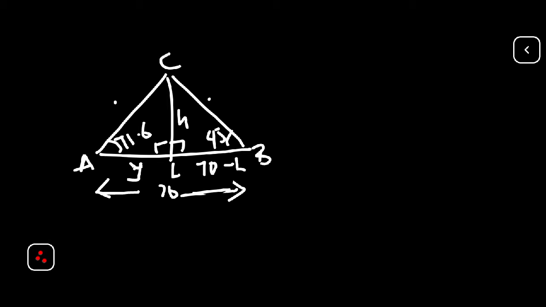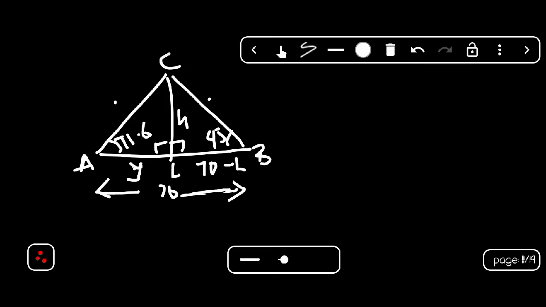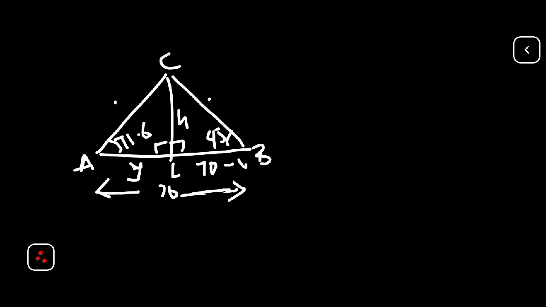Now, why is it 70 minus Y? Because if we know what Y is, let's assume Y is 10 or 20, and you know that A to B is 70, then 70 minus what Y is will give you what L to B is. So that's why we said 70 minus Y. Sorry, did I say 70 minus L? That's crazy. 70 minus Y. Because of this, it will be easier for us to find the height. We're still going to progress on this. It's something that we have not done before, so just keep following along.